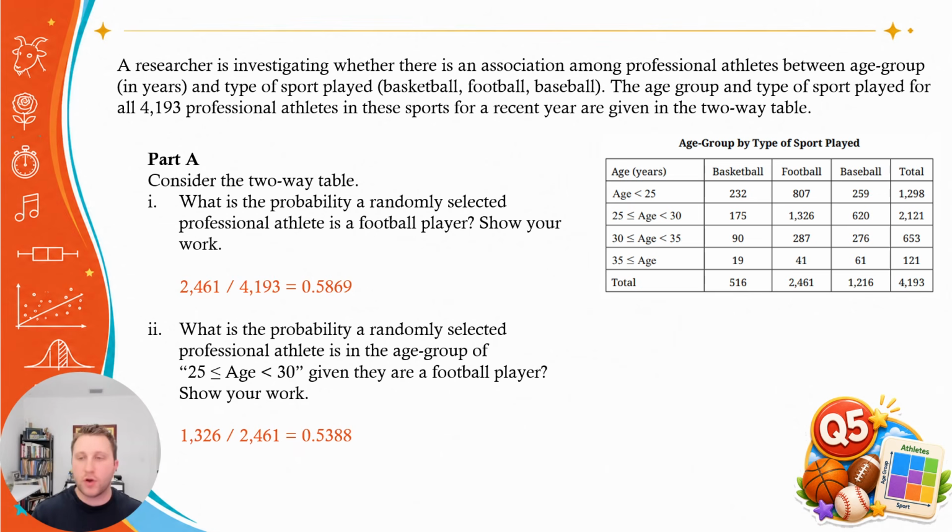So for our numerator, we need to look at how many of our athletes are both football players and in that age range. We got 1,326, and divide that by the total number of football players, 2,461. We get 53.88% for this answer.